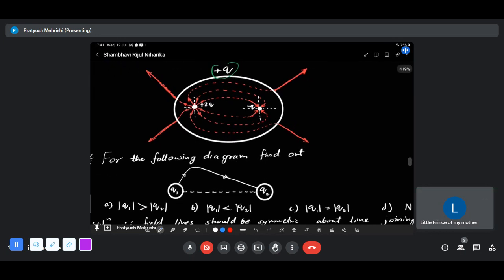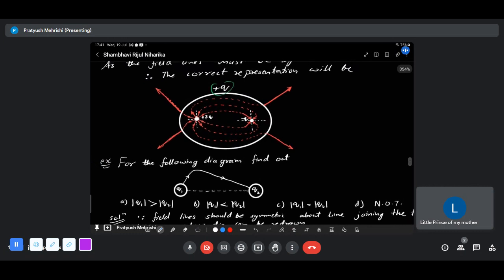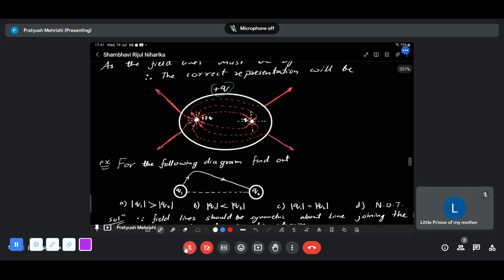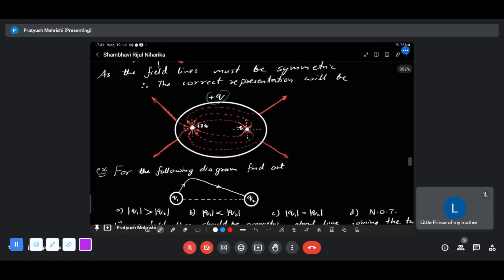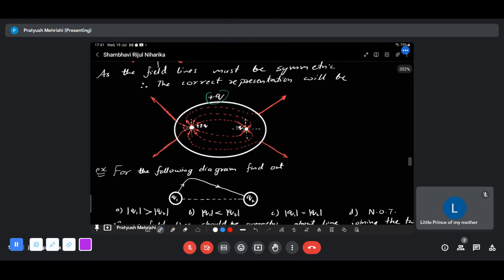See now, see this question. Can you tell me which charge is greater than the other charge? Q1 is greater than Q2, Q1 is less than Q2, or both are equal?